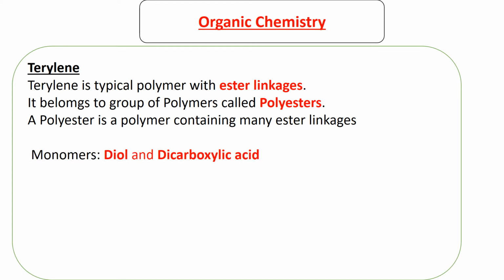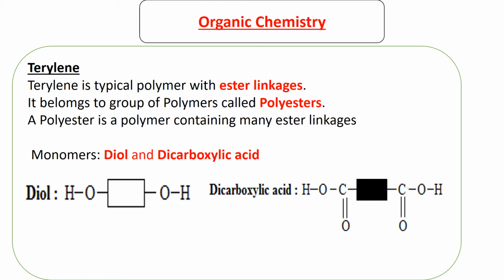The monomers for polyester are a diol and a dicarboxylic acid. So this is the structure of the diol, and this is for the dicarboxylic acid. When these combine, they form what is called an ester linkage. As you can see, the diol is going to lose the hydrogen atom, and the acid is going to lose the HO. So the HO and the hydrogen form water, while the carbon and the remaining oxygen combine to form the ester linkage.